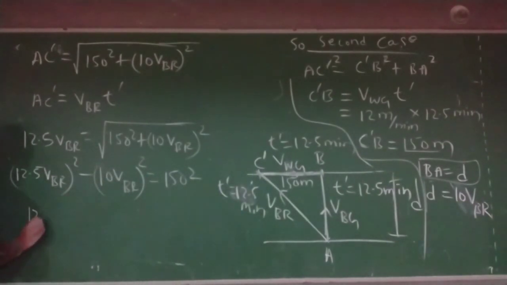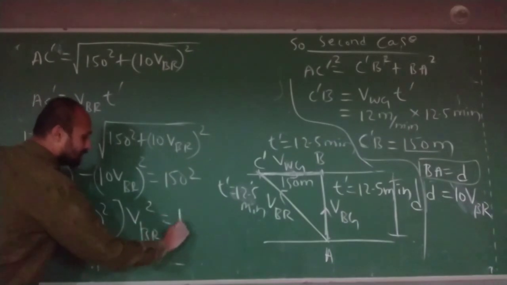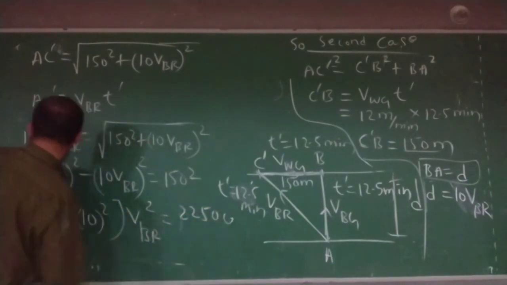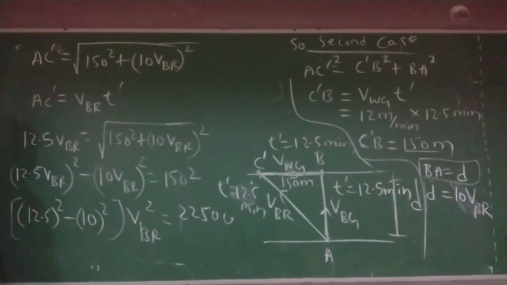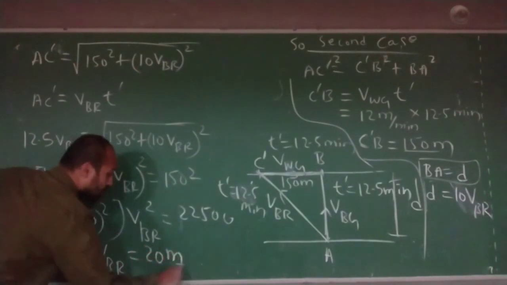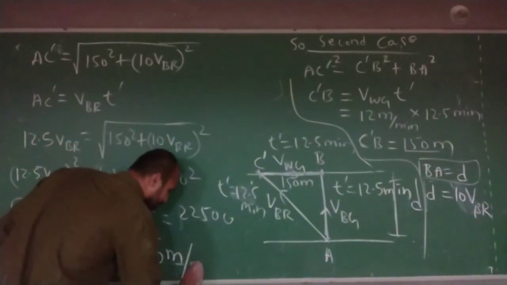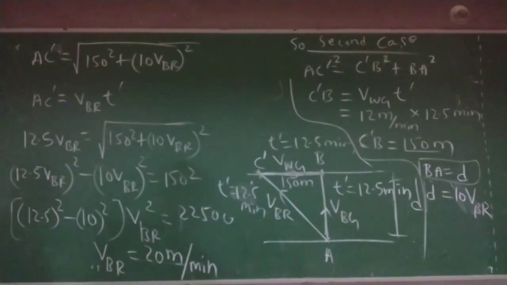So here 12.5 whole square minus 10 whole square. I can take VBR square common. This will become double 500. Okay. Solve for this equation. I believe you must get VBR is equal to 20 meter. What is the unit? It will be 20 meter per minute. Okay, you are going to get this answer.